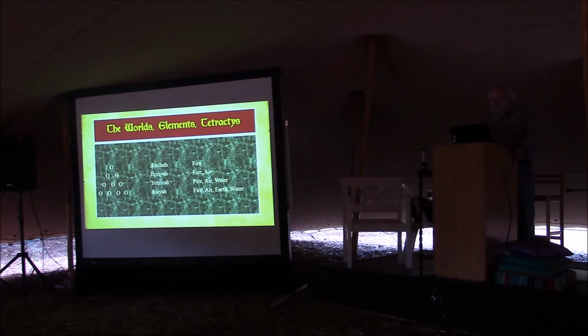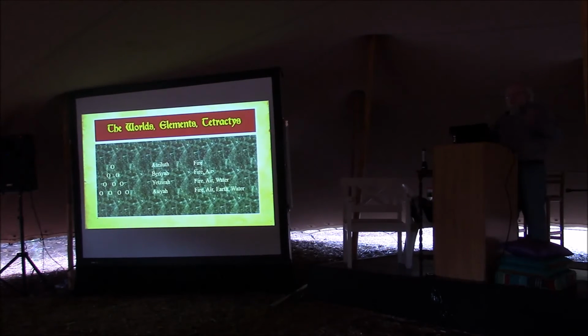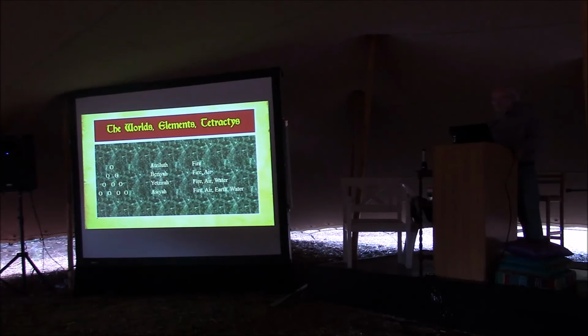More on that. Yetzirah, instead of being a carving process, is more like a molding process, because water is the next element. Earth does not arrive until Asiyah, which is right here, as I mentioned before. And that's the realm of 4 elements.